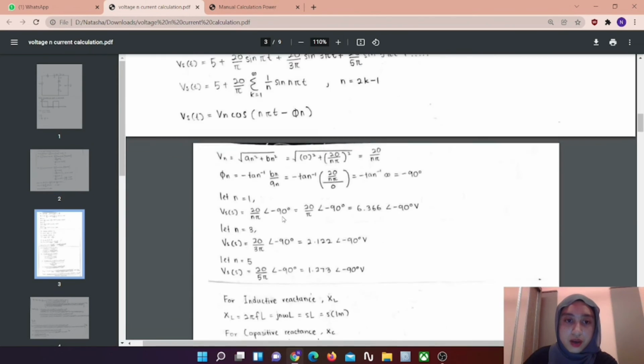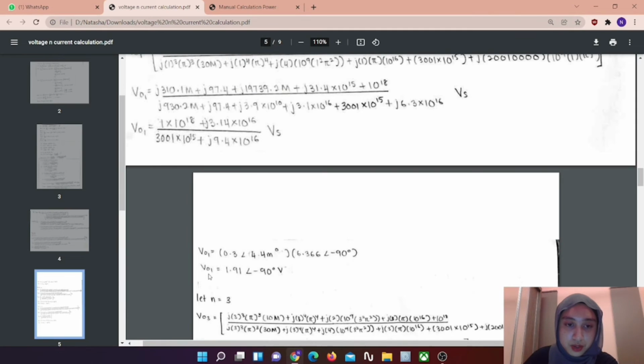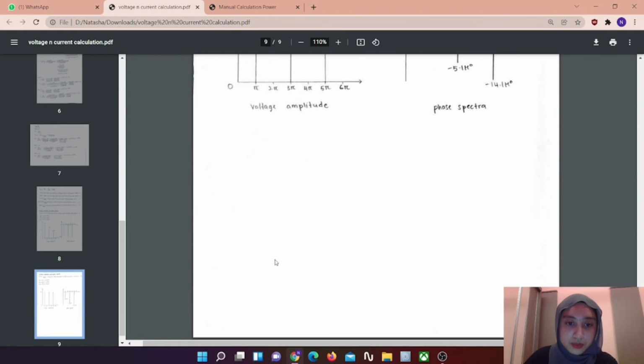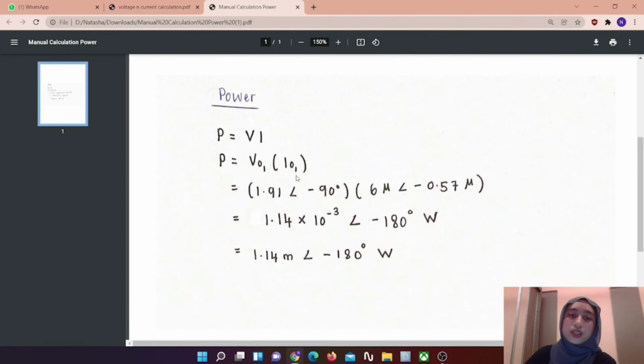The value for V01 is the value we obtained before. V01 equal to 1.91 with an angle of negative 90 degrees volt, while the value for I01 is 6 micro with an angle of negative 0.57 micro degree ampere. So we multiply these two values together, and we obtain the value for power, which is 1.14 milli with an angle of negative 180 degrees watt.